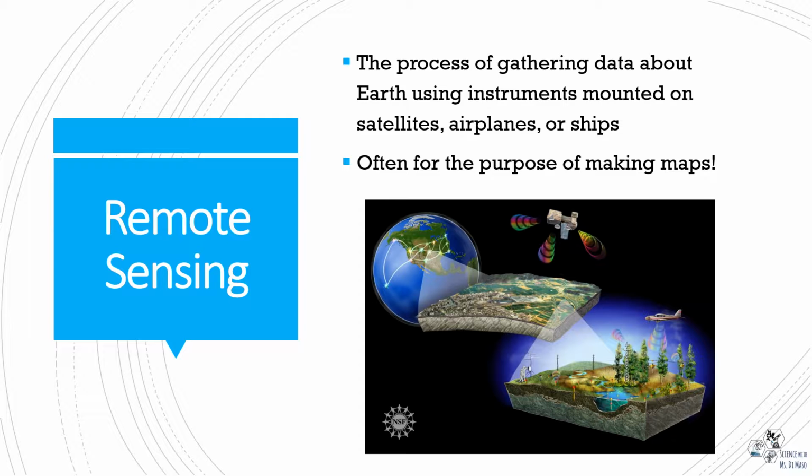So remote sensing is the process of gathering data about the Earth using instruments. And these instruments can be on satellites, they can be on planes, they can be on ships, but the whole purpose is usually to make some kind of map. So it's just gathering data using instruments on some type of vehicle to create a map.